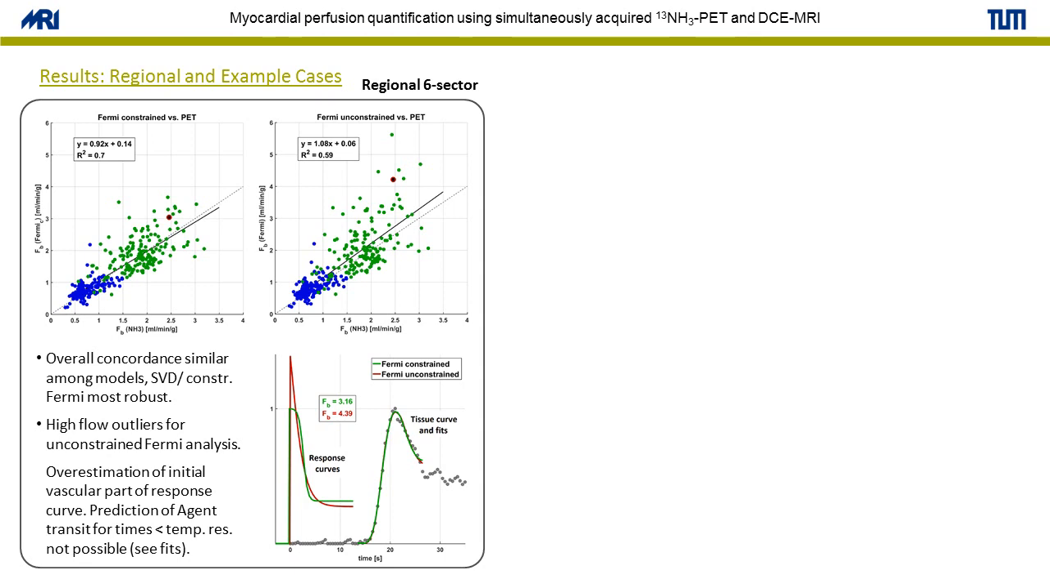Closer examination showed that unconstrained application of the Fermi model was prone to estimating large amounts of contrast agent transit for times smaller than the temporal resolution of the underlying data. The fact that reconstruction of transit time statistics beyond the time resolution of the data itself is ill-defined is represented by the essentially indistinguishable fit results coming from constrained and unconstrained Fermi response curves. For the segment shown here, application of the standard unconstrained Fermi model resulted in estimation of a 40% higher perfusion flow than the proposed constrained model, which was contradicted by the corresponding PET results.